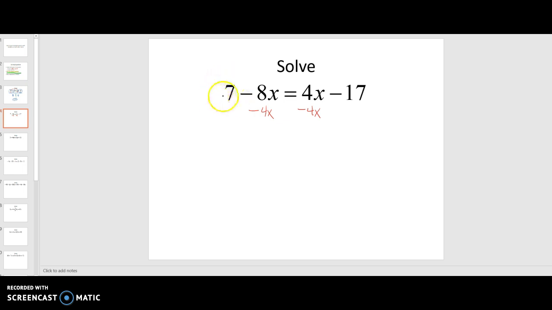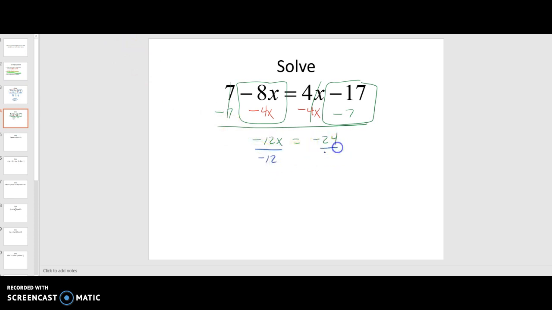Now, I've got to get rid of this 7. Since the 7 is positive, I'm going to subtract it because that makes it add up to 0. I know those cancel. I'm going to line it up under its like term, negative 17. And now, negative 8x minus 4x is negative 12x equals negative 17 minus 7 is negative 24. Now I can get rid of the negative 12. How? I divide.